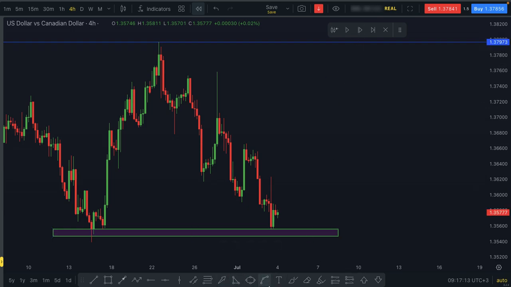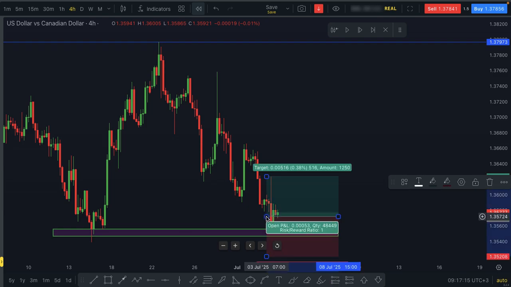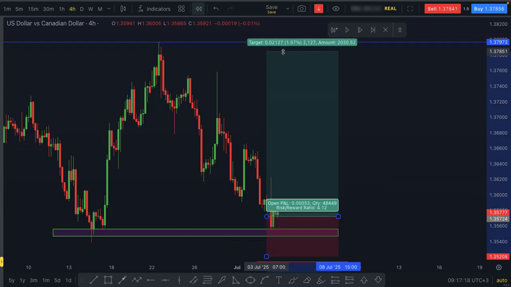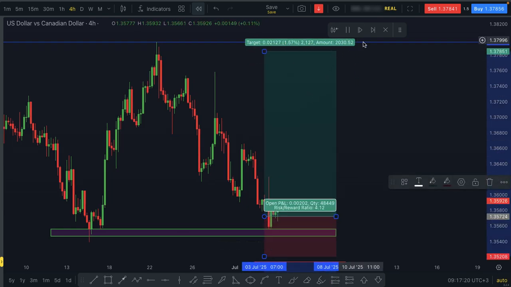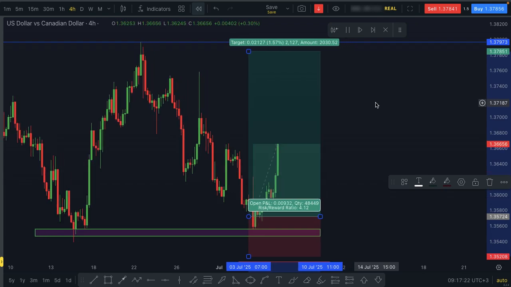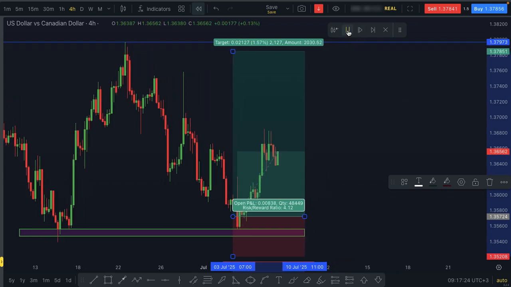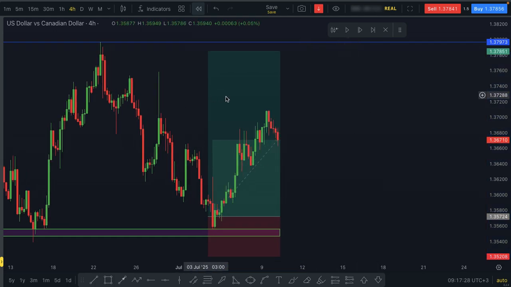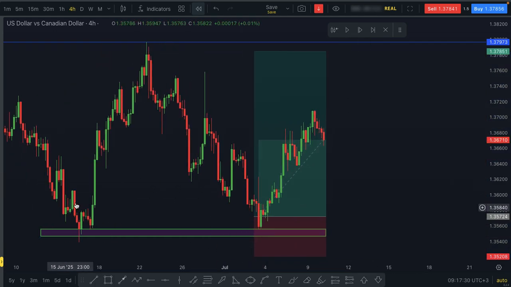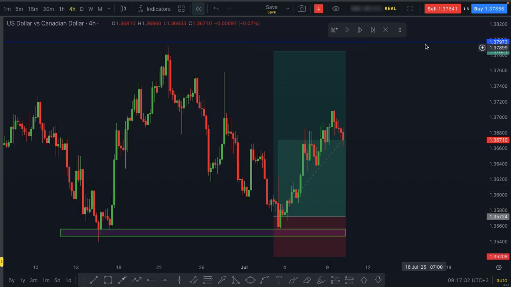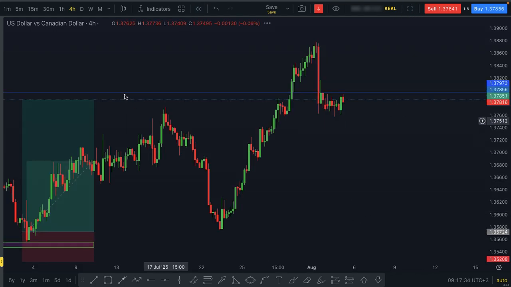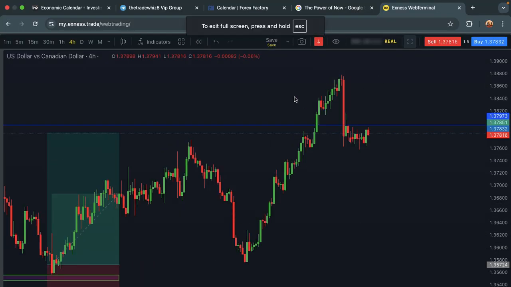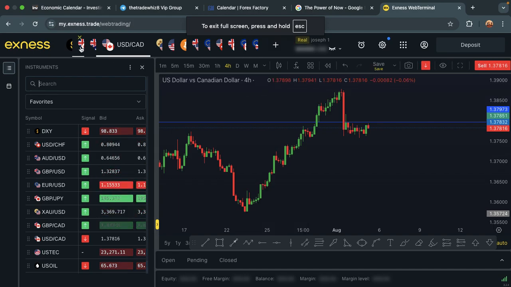Okay, this is where traders come in and put their stop loss below the range and expect the market to push again to the upside. So let's see how it goes. Just like that, you can simply see how easy support and resistance can be used to get entries on the market. Okay, moving on to the next example, let's again go to the GBP JPY.